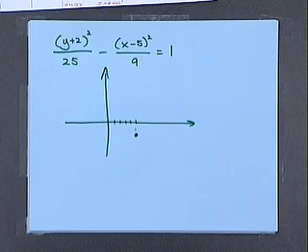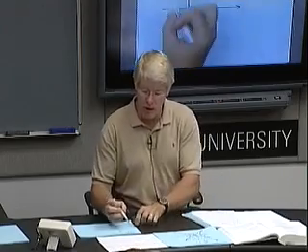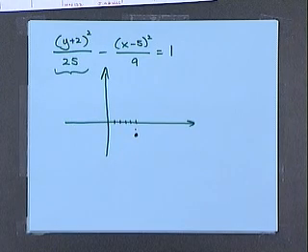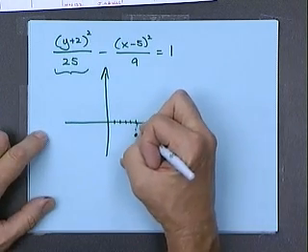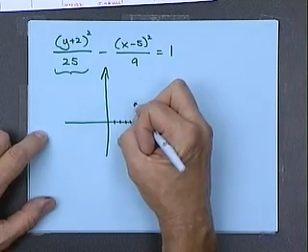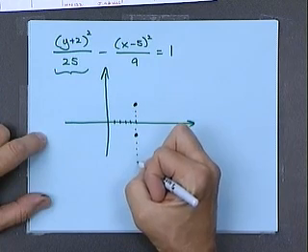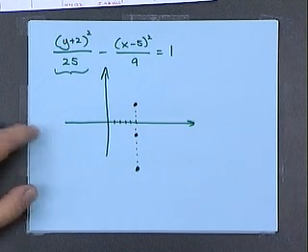Transverse axis. Is it parallel to the y-axis or parallel to the x-axis? Parallel to the y, because the y squared term is first. So to get to the ends of the transverse axis, how many units in which direction? 5 up and 5 down. So there's 1, 2, 3, 4, 5. There's a point on the hyperbola. 1, 2, 3, 4, 5. There's another point on the hyperbola.